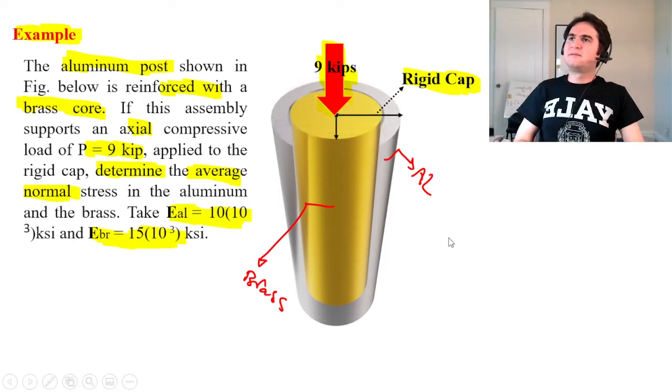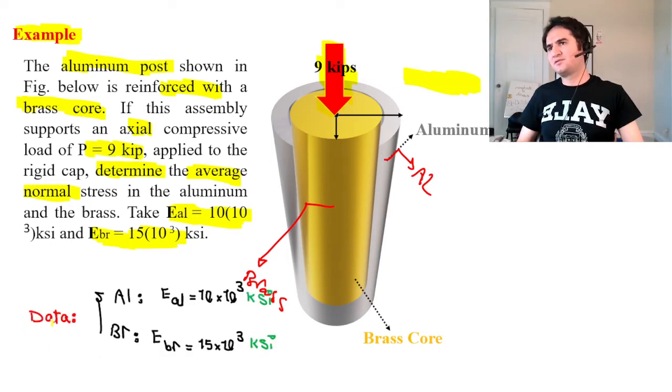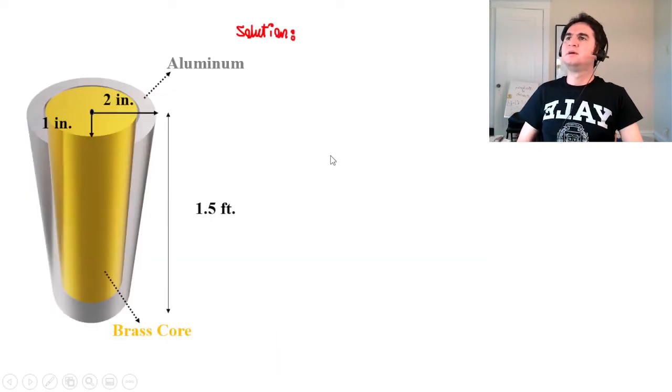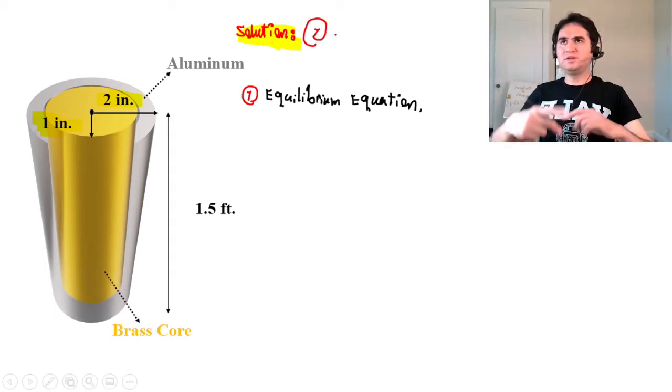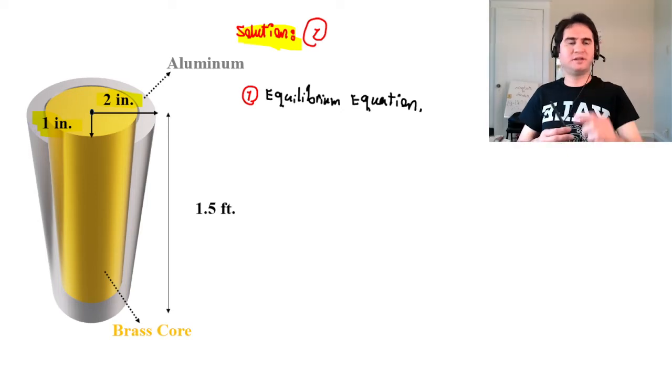Let's see what we have here. So that's from the data. E of AL and E of BR is provided in KSI units. And also the dimensions of inner and outer diameters are provided. If you remember, we had solved this in solution one. If you didn't review that video, I will provide the link for you at the end of this section.